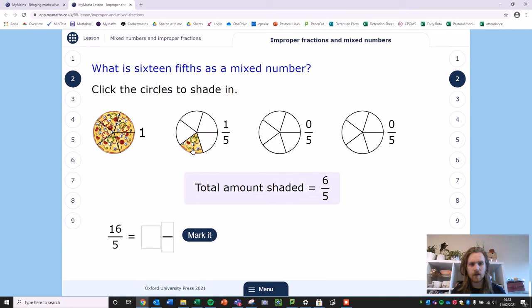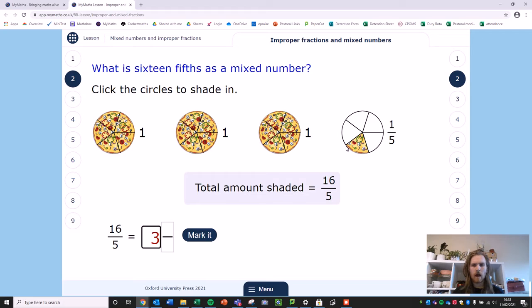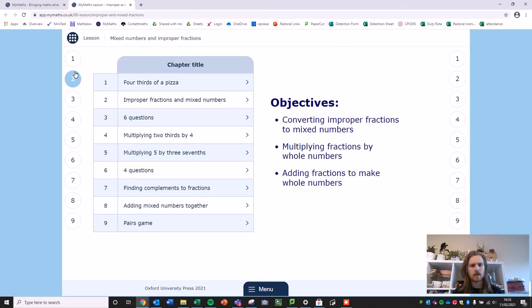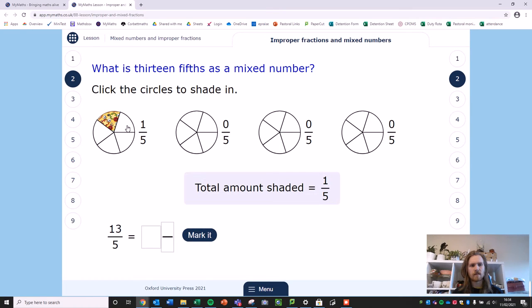So there's 5, 6, 7, 8, 9, 10, 11, 12, 13, 14, 15, 16. There we go, there's 16/5. I've coloured them in, and I can see that's giving me 1, 2, 3 whole pizzas, and then I've got 1/5 left over. And then I can have another go at that if I refresh the page. Go back to shade 2. Right now it's giving me 13/5, and I can start colouring them in again. So do have a few goes at that. I think it shows you really clearly how it works.